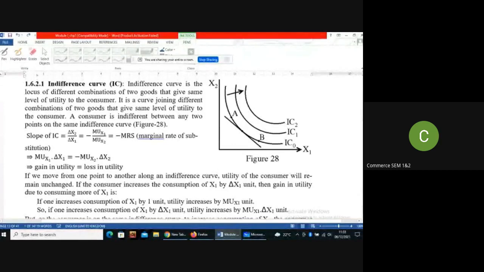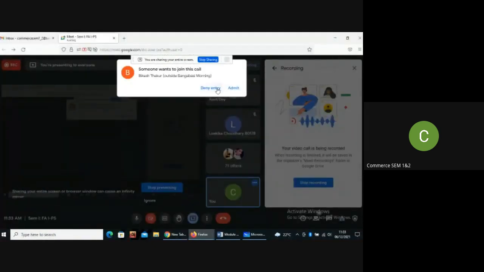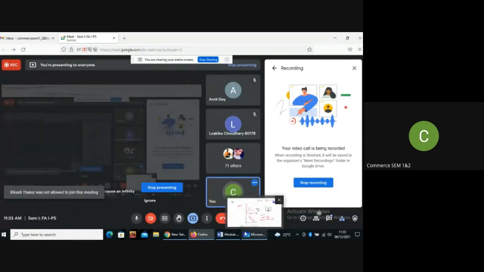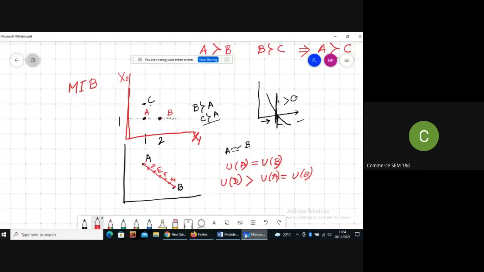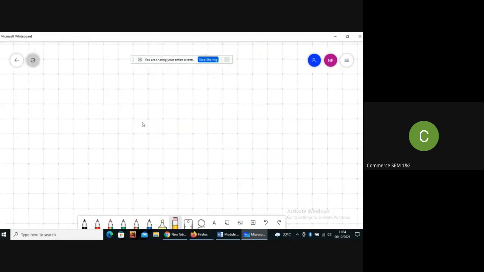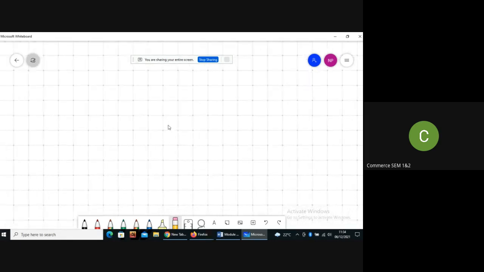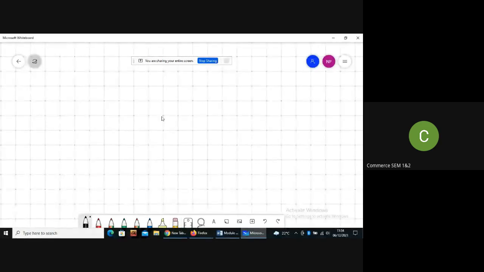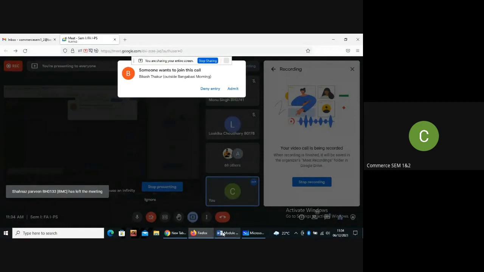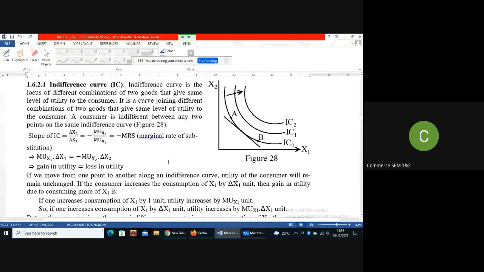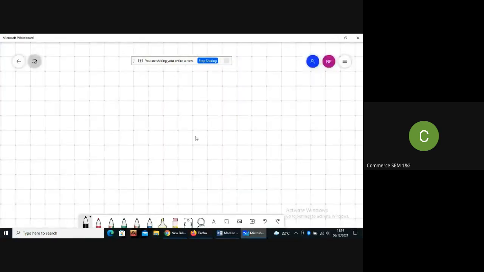So what is an indifference curve? Can anyone tell me? What is an indifference curve? No one? No, sir.